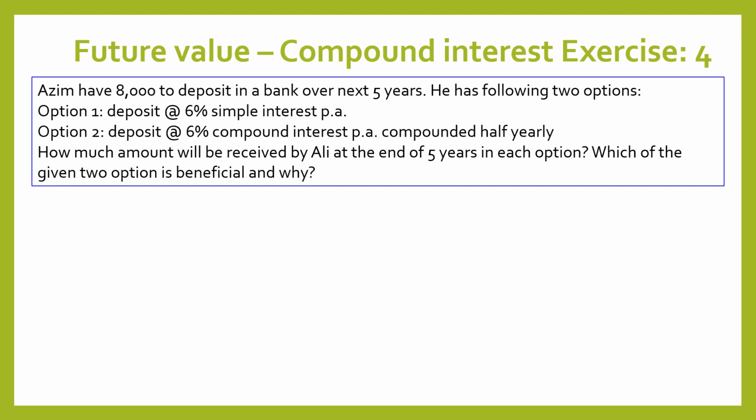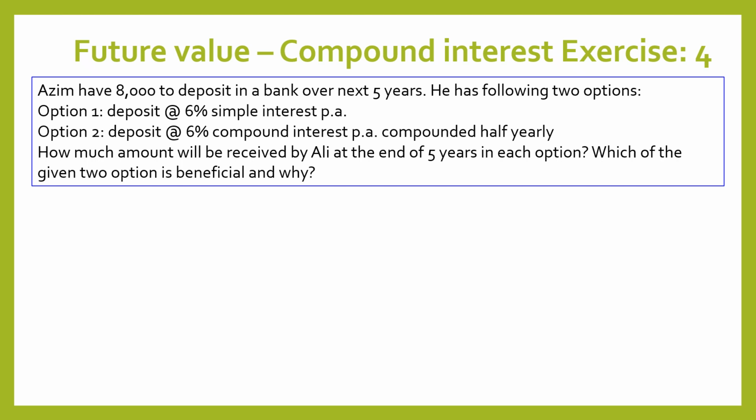Azim has 8,000 to deposit in a bank over the next 5 years. He has the following two options. Option 1: deposit at the rate of 6% simple interest. Option 2: deposit at 6% compound interest, compounded half yearly. Half yearly means 2 times in a year, so n will be 2.